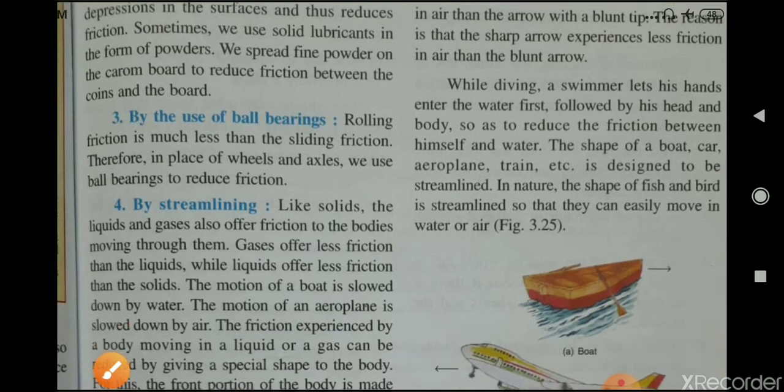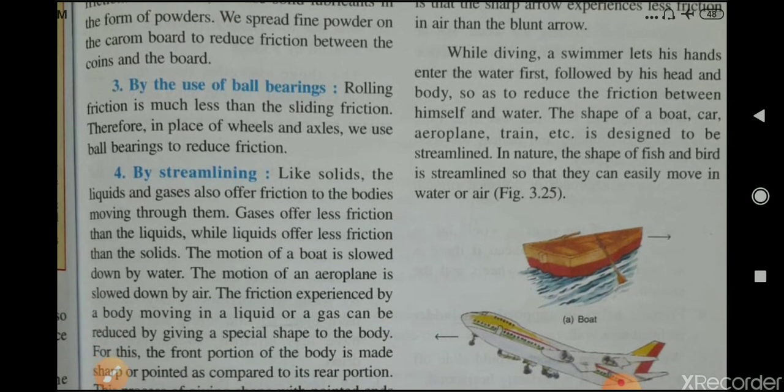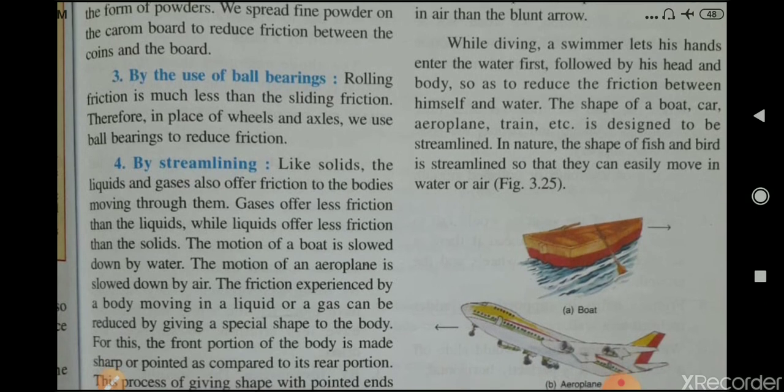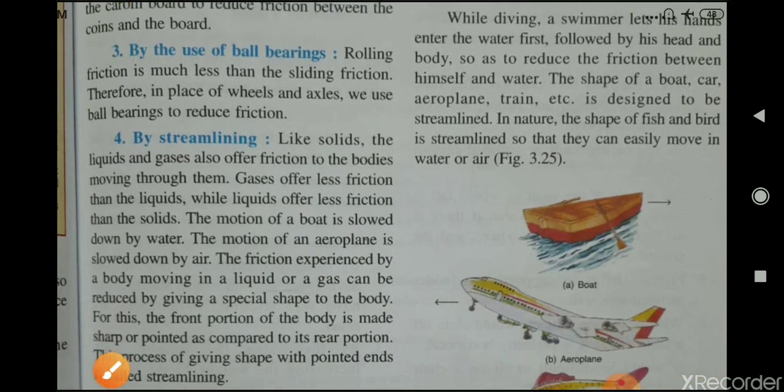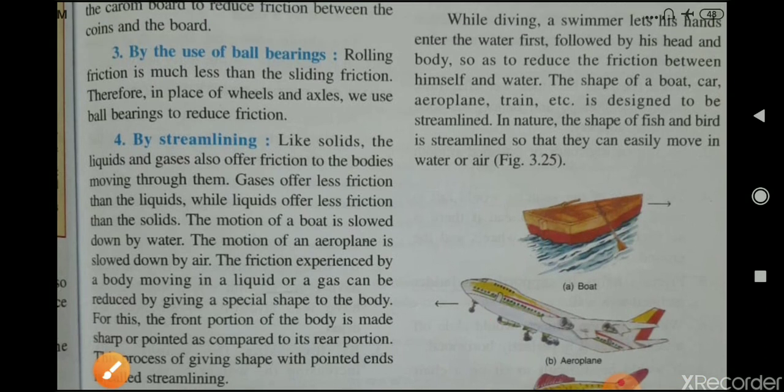The shape of a boat, car, aeroplane, train, etc. is designed to be streamlined. As I already told you, these shapes are known as streamlined shape, which is pointed at the ends and broad at the middle. So this type of shape is known as streamlined shape.